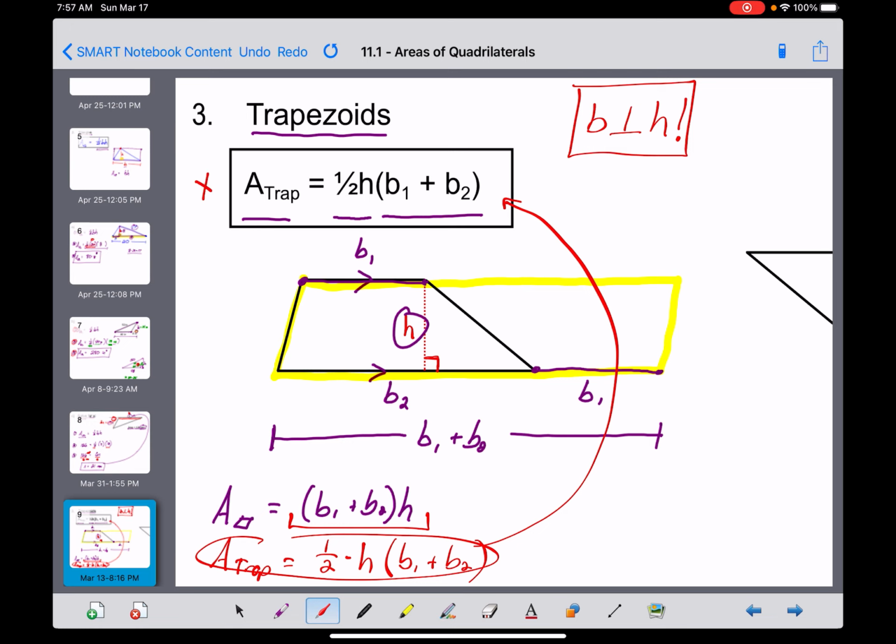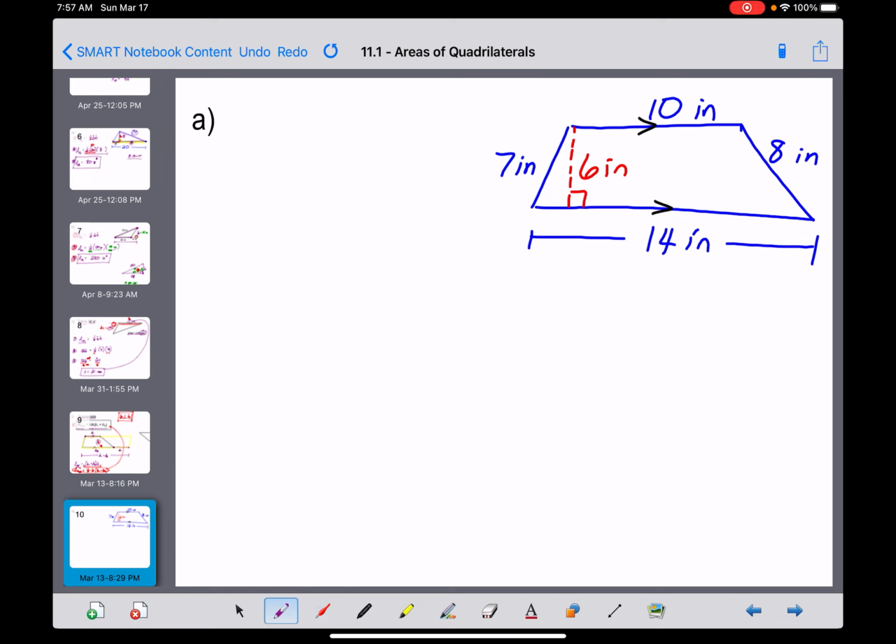Okay, so that is the third formula that we need to know from this section. Let's see it in action now. All right, taking a look at this figure right here, we've got a quadrilateral. I remembered to put arrows in this one. So the top and the bottom here are parallel to each other.